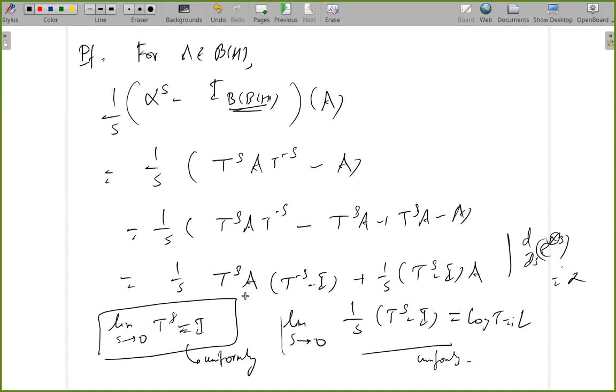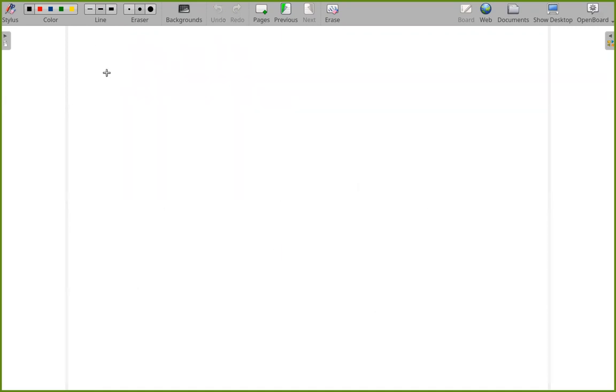So if I take the limit of S going to 0, what I'm going to get is, alpha to the S and e to the S L. These are both one parameter groups that have the same infinitesimal generator, which is L.